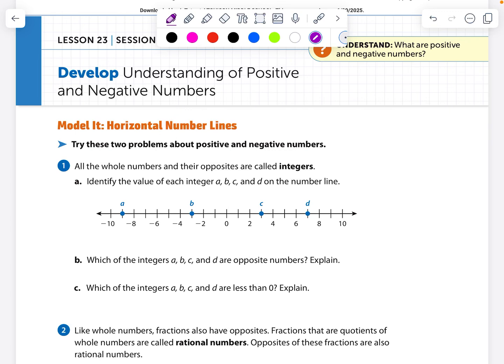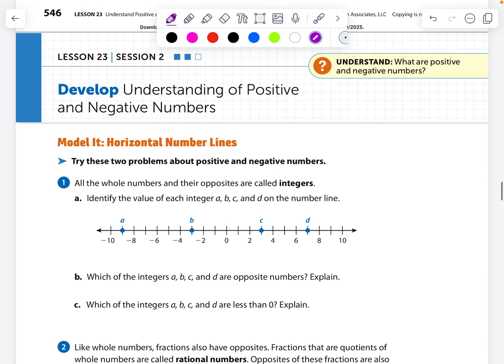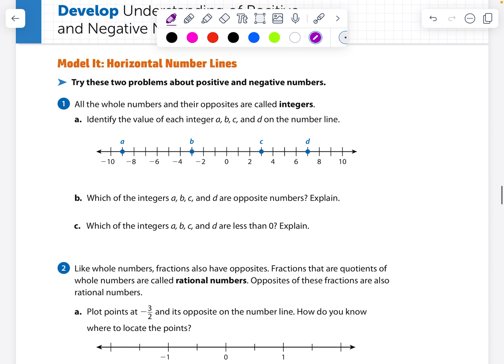Okay, we're going to continue with session 2. Our main question here is, what are positive and negative numbers? If you would like to try it and then come back and see the answer, that would be fine. Otherwise, you can just follow along with me on this one. All right, it says, try these two problems about positive and negative numbers.